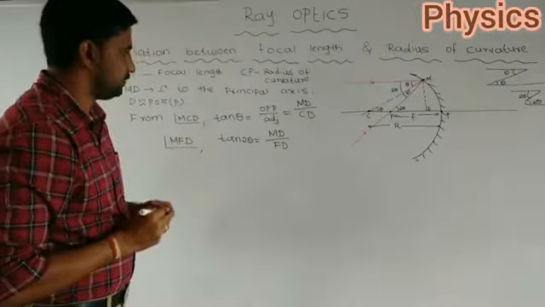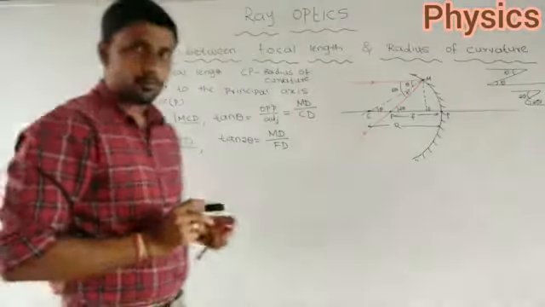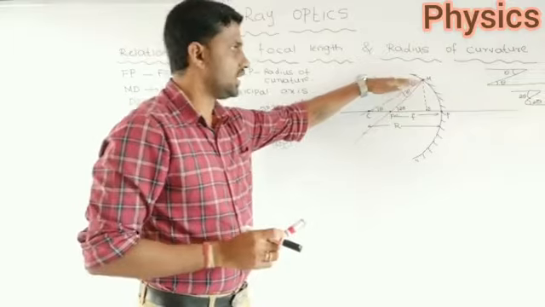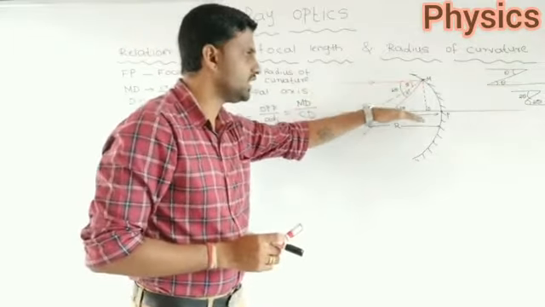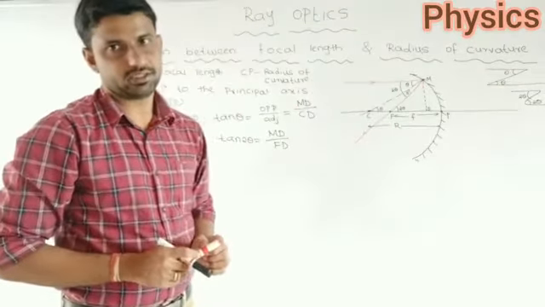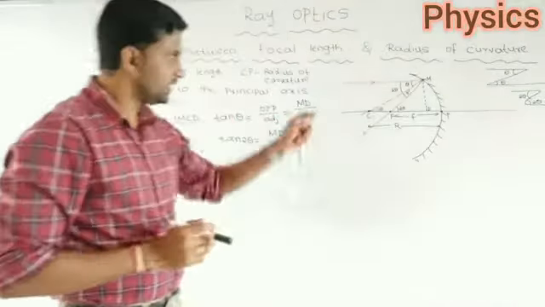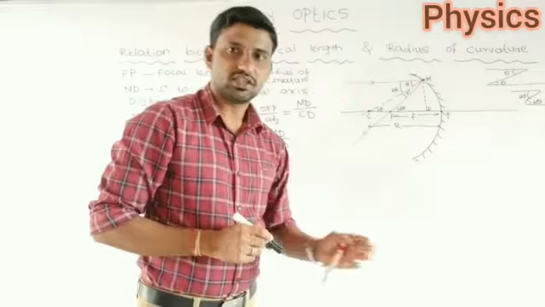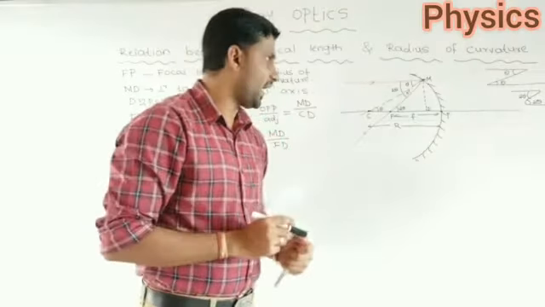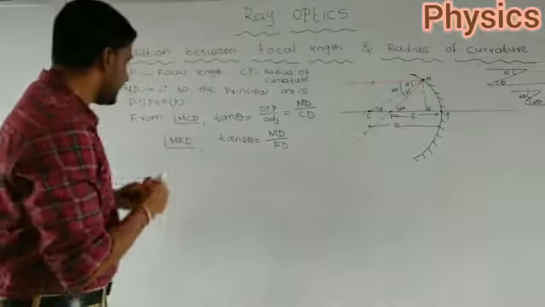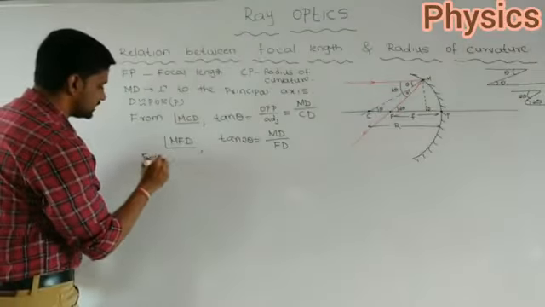So for paraxial rays, meaning the incident rays are very close to the principal axis, that type of rays are called paraxial rays. Here also I have considered paraxial rays. For paraxial rays, these angles are very small. Then I can write for paraxial rays.